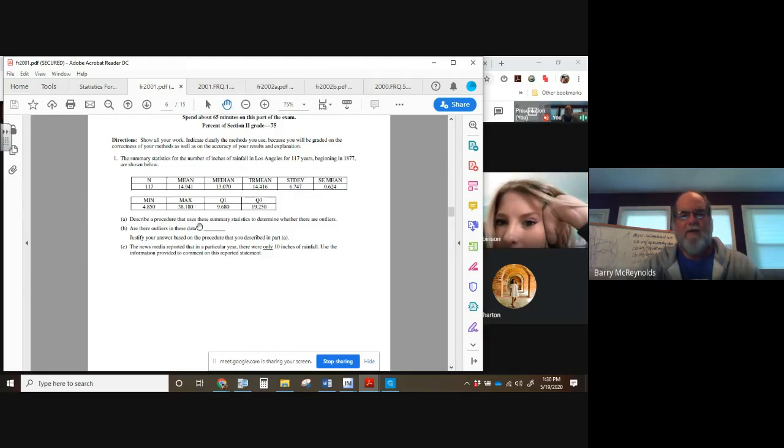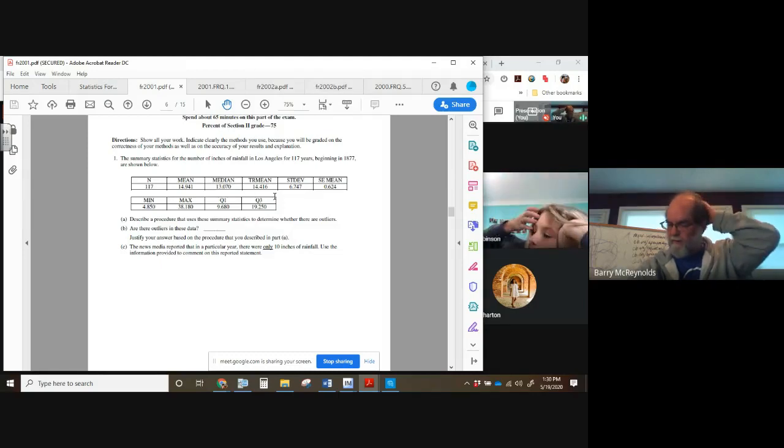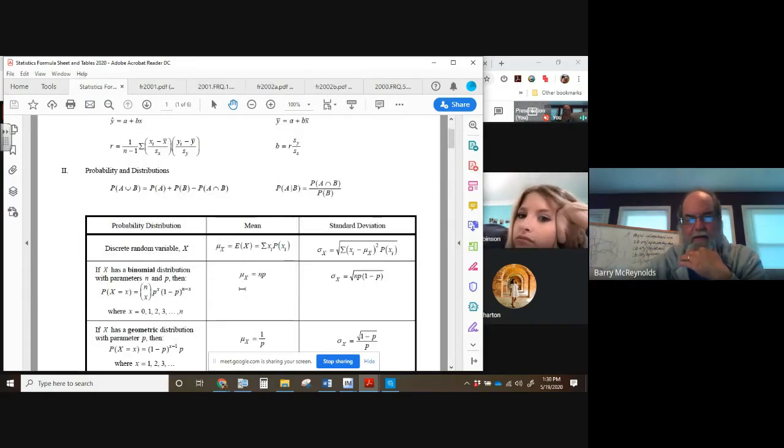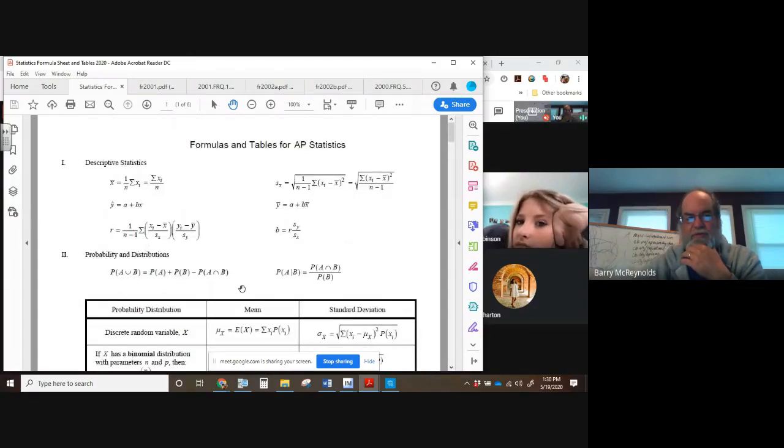And so the question talks about, this is statistics for rainfall in Los Angeles for the 117 years beginning in 1877. And you can see there's the mean, the median, standard deviation, standard error mean, min, max, Q1, and Q3. So all the statistics that you would need in order to determine whether there's an outlier. Now, interestingly enough, the formula for calculating outlier is not here. Okay, it's not on this sheet.